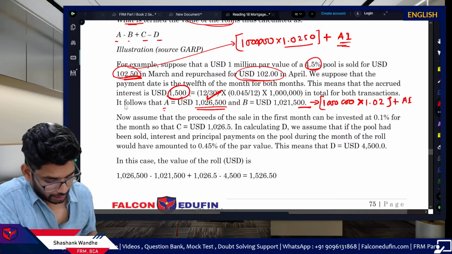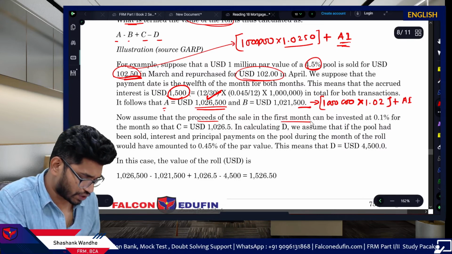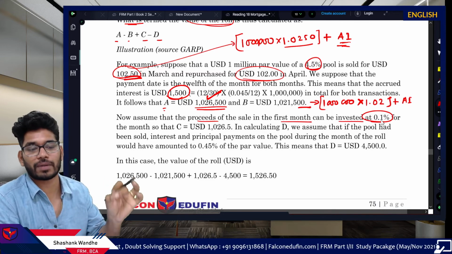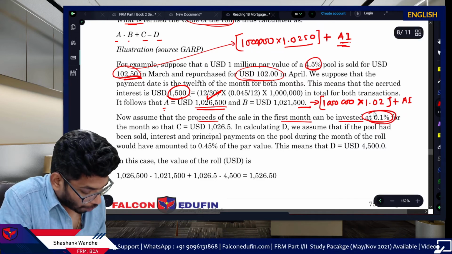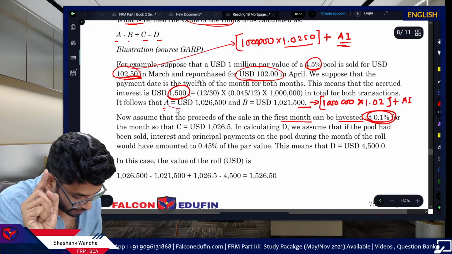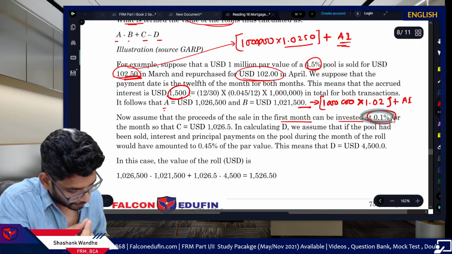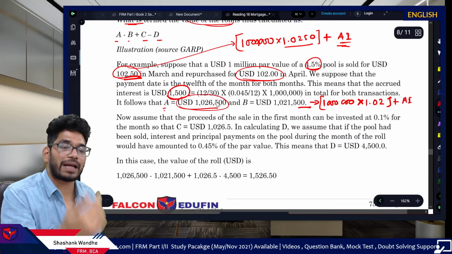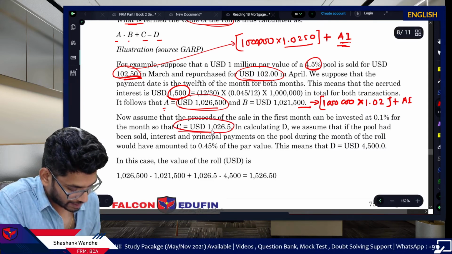Okay, now assume that the proceeds of the sale in the first month can be invested at 0.1% for a month. So 0.1% is assumed as the monthly investment. Remember, this 0.1% is on the sale proceeds and not on the 1 million. Obviously, whatever you sell, you will invest for the 1 month, right? So this 0.1% multiplied by 1,026,500 gives you this value C.